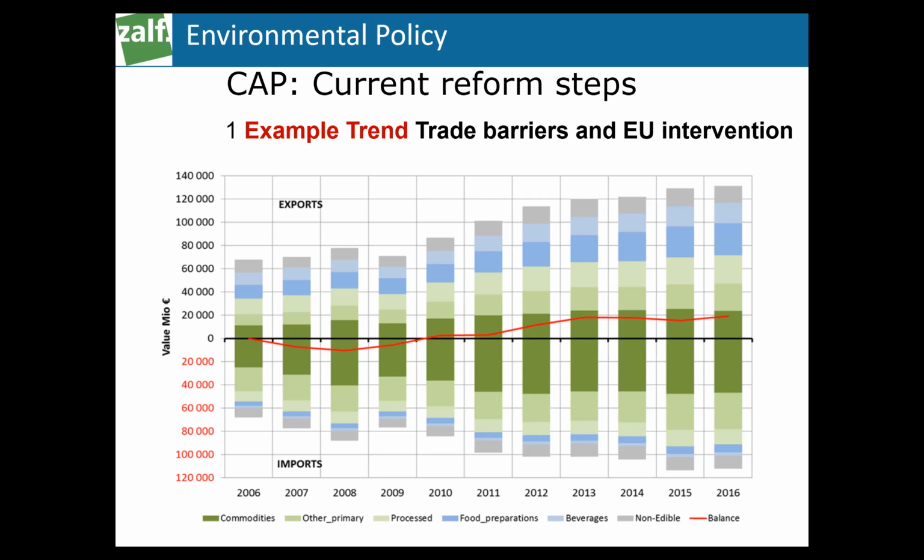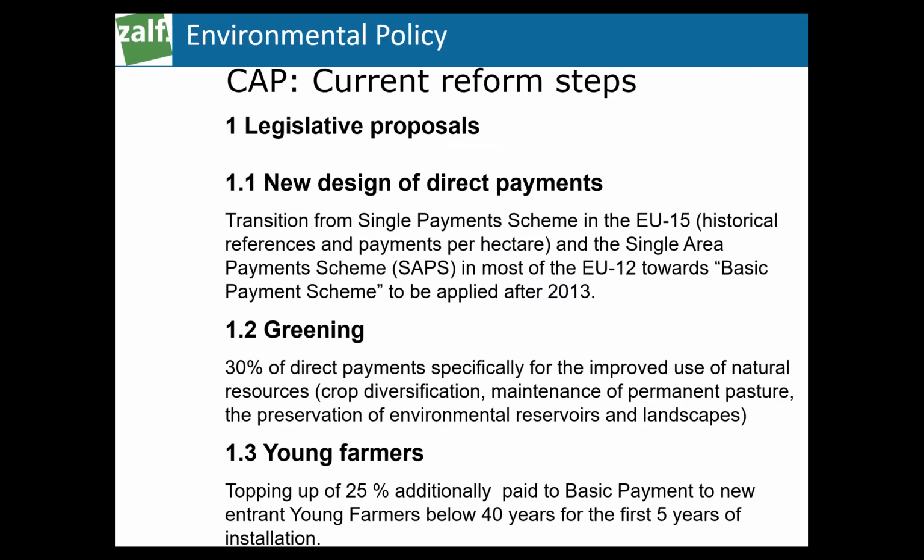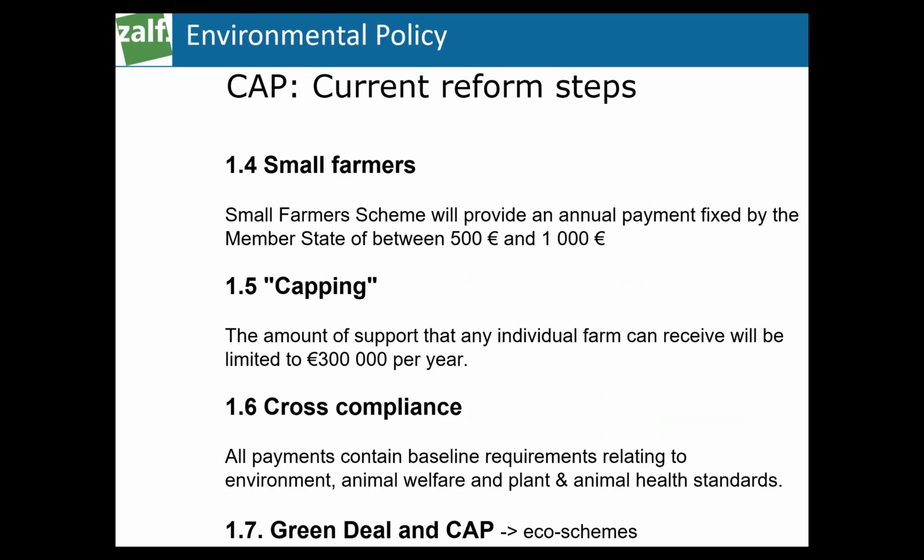So if you look at those as a general trend of the agriculture reform, we go one step further. We had these direct payments, the greenings, the young farmers, and the biggest issues. Small farms will be supported in a tailored way. Capping for big farms, because it was not understandable that really huge farms would receive additional support, and cross-compliance and the Green Deal with the eco schemes.